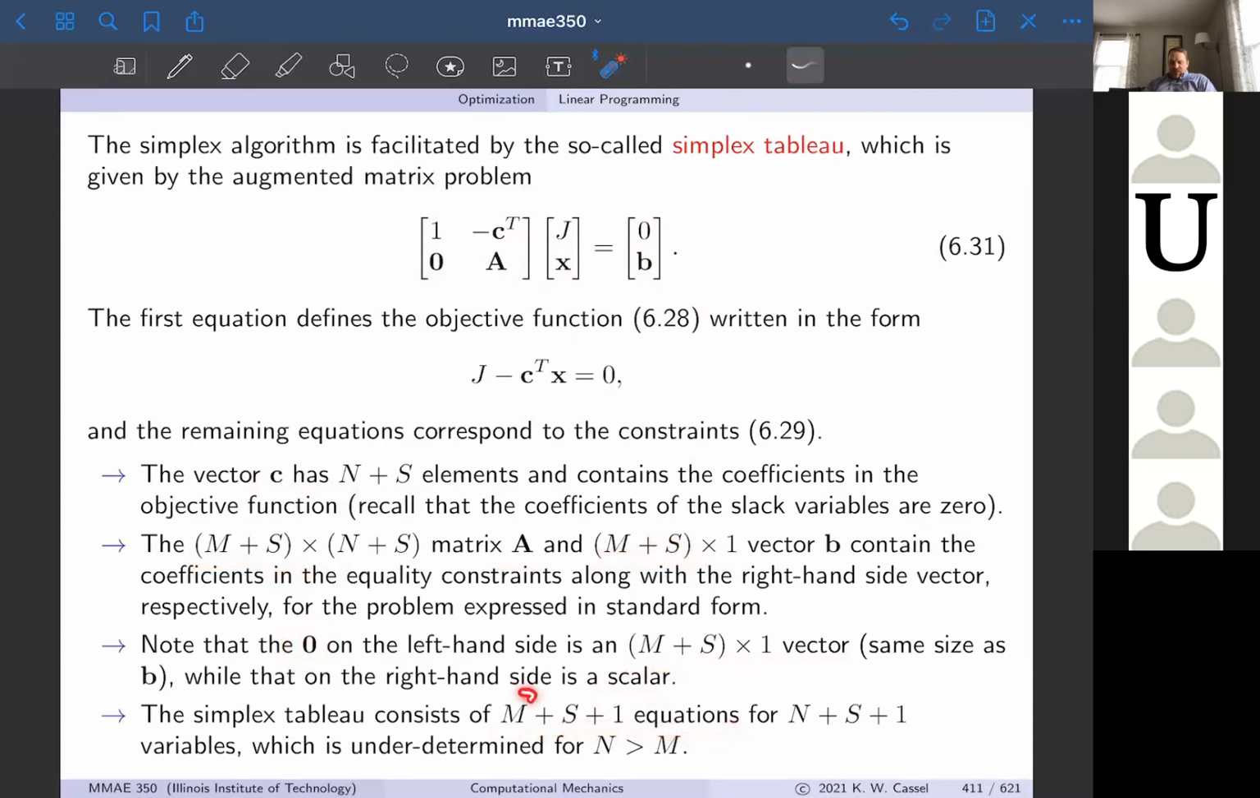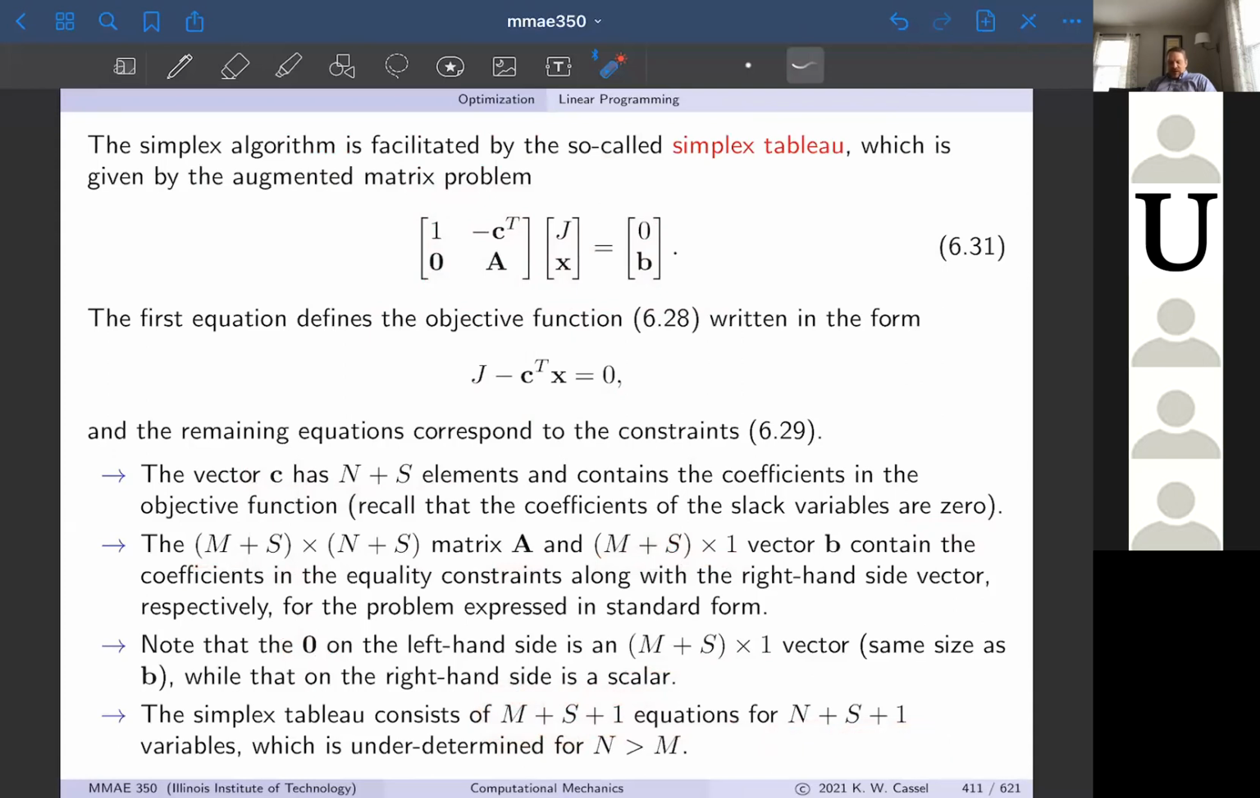So where do these all come from? M equality constraints plus s inequality constraints plus 1 objective function. So m plus s plus 1. The number of variables is the original number of design variables, n, plus the number of slack variables, s, plus j, of which there's only 1.